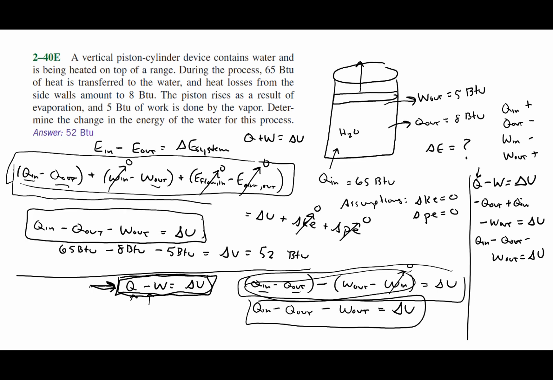So I think a lot of the confusion with how to set up these problems is regarding the sign convention, because there are several different forms of the first law equation. And so basically what you need to do is just recognize which form of the equation you're using, and then make sure that you're using the consistent sign convention for the form of the equation that you're using, and you should end up with your problem set up correctly with the correct signs.